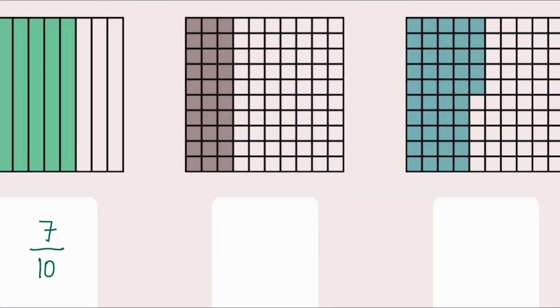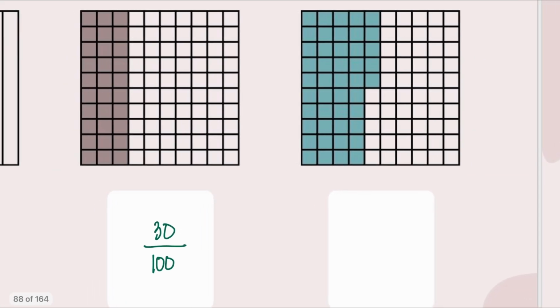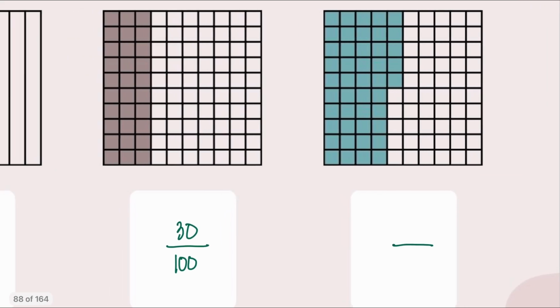The third figure is divided into 100 parts. So the denominator is 100 and the colored part is 30. This is 30 hundredths. The last diagram is also divided into 100 parts. So the denominator is still 100, but the shaded part is 45. So this is 45 hundredths.